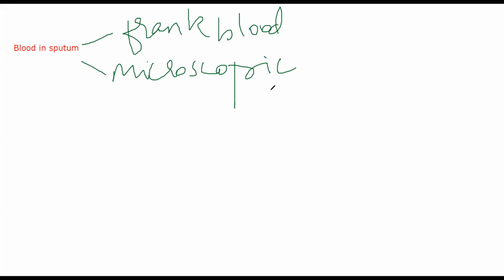ठीक है, अगर blood is not visible to the naked eye, अगर आप suspect कर रहे हैं कि there is blood, the patient is coughing blood out, they are showing some other symptoms of blood loss or blood getting congealed, then you can perform these chemical tests.